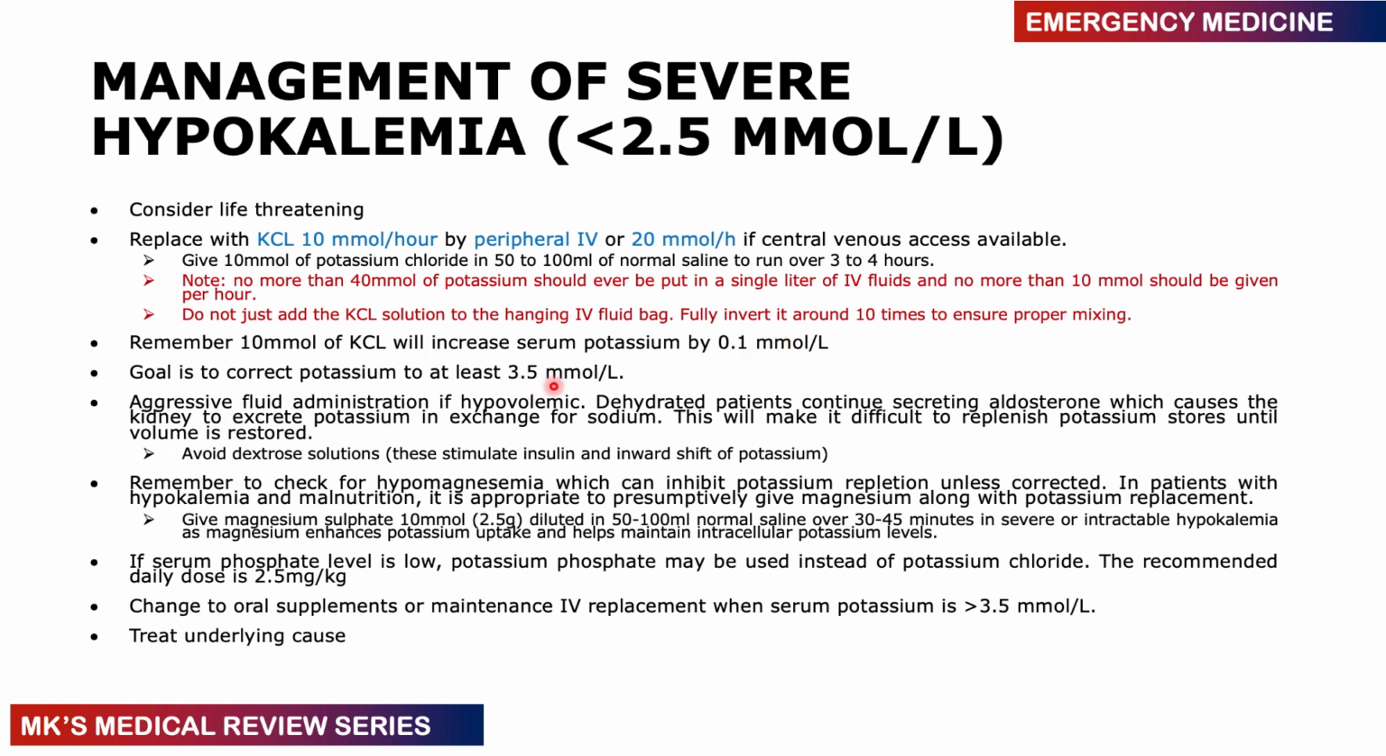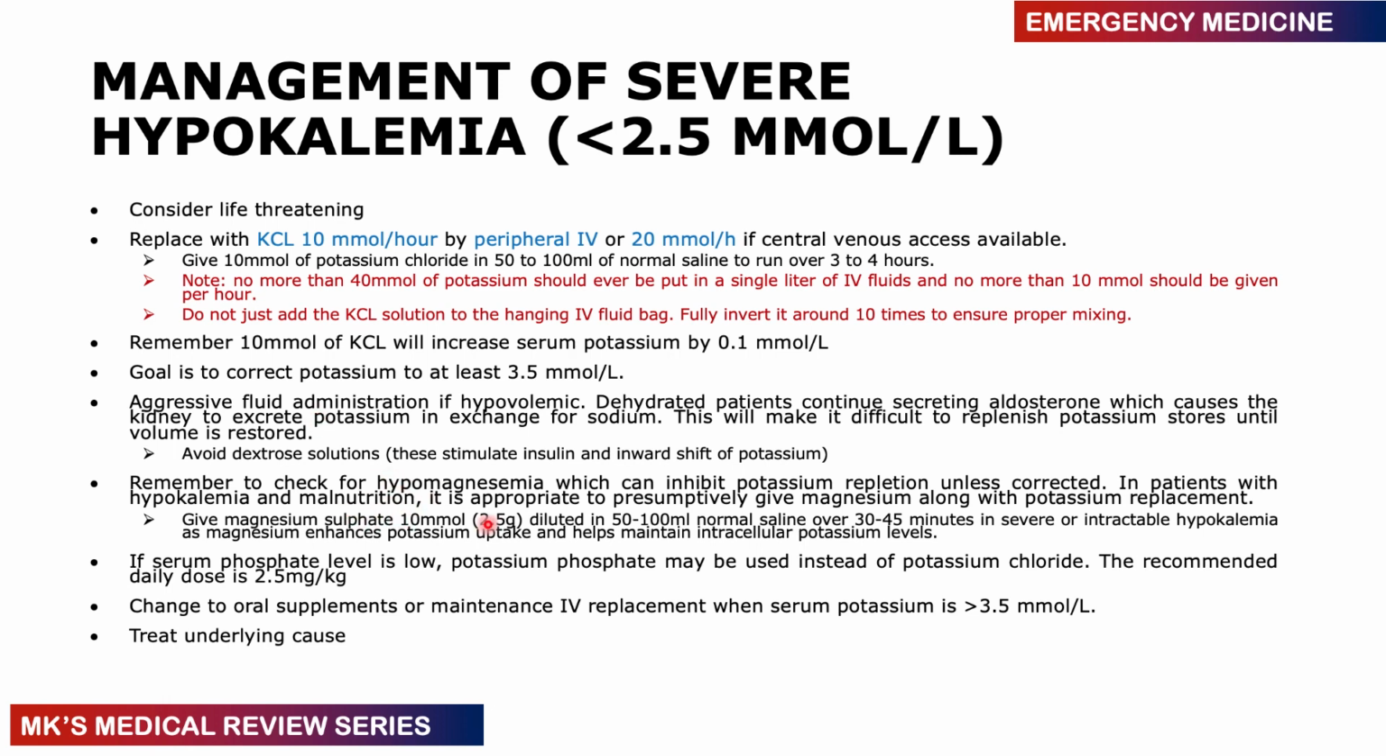And remember, if these patients are hypovolemic, dehydration is going to stimulate your renin-angiotensin-aldosterone system, and this is going to stimulate reabsorption of sodium at the expense of potassium. So if this patient is dehydrated, you want to aggressively address that. Make sure that they're not hypovolemic. Avoid giving them any fluids that have dextrose in them, because this may stimulate insulin to be produced and potassium to actually shift into the cells. And do check the magnesium levels and replace them with magnesium.